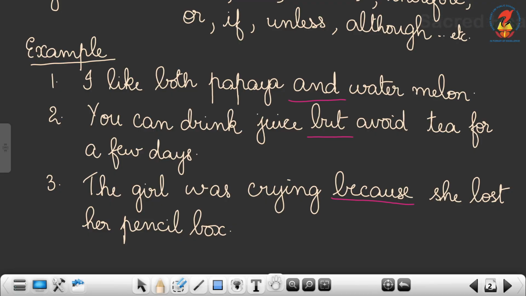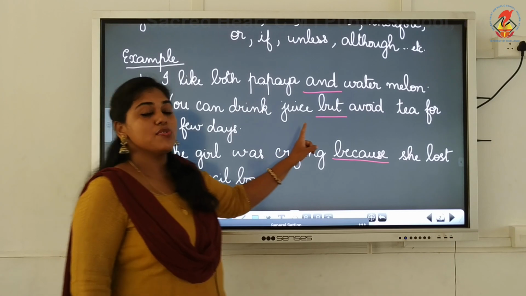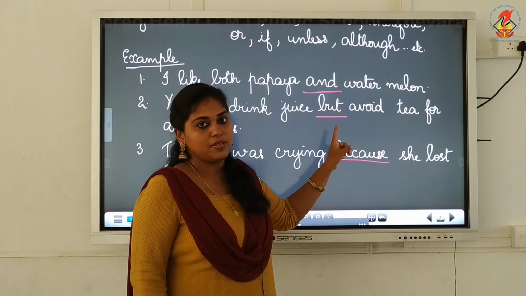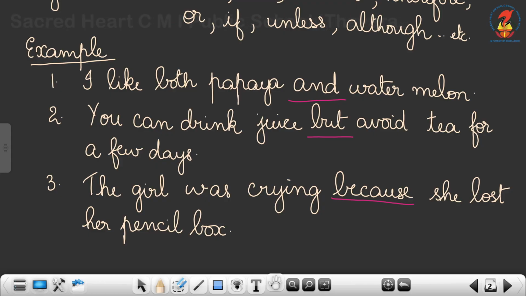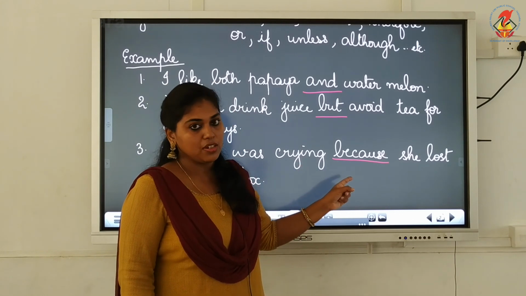Next example: you can drink juice but avoid tea for a few days. Here also we have combined the sentence by using the conjunction but. The girl was crying because she lost a pencil box. Here we have combined two sentences using the conjunction because.